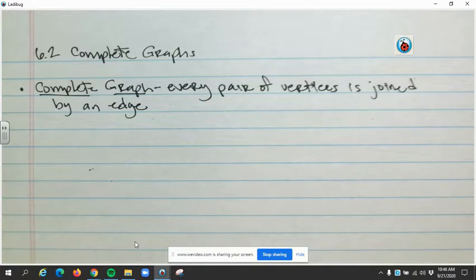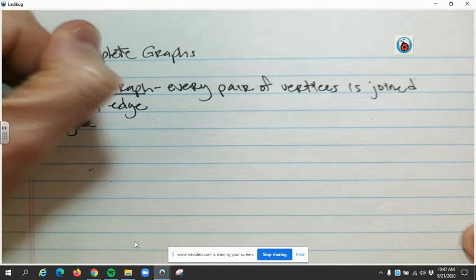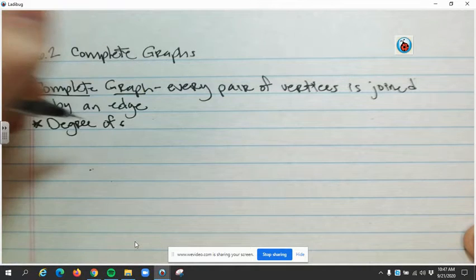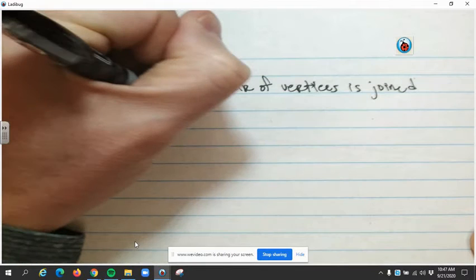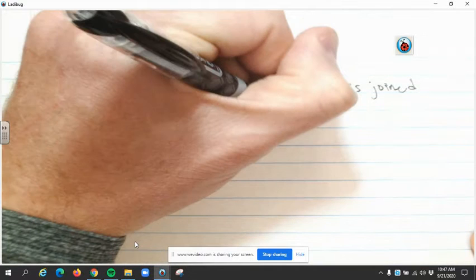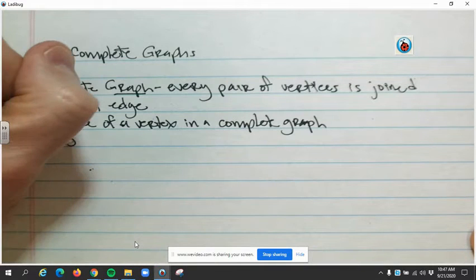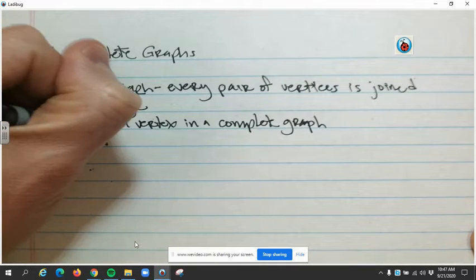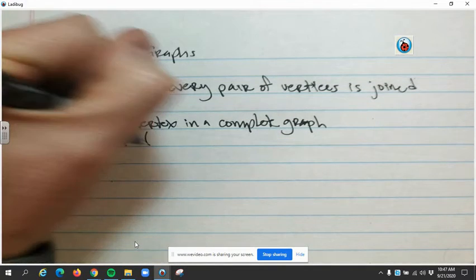One thing you need to know is this. I'll put a star next to this one. You need to know how to find degree. So degree of a vertex. This is for a complete graph. It's pretty simple. I'll write here D equals N minus 1. And N stands for vertices. We're going to use N in all of our equations and formulas today.